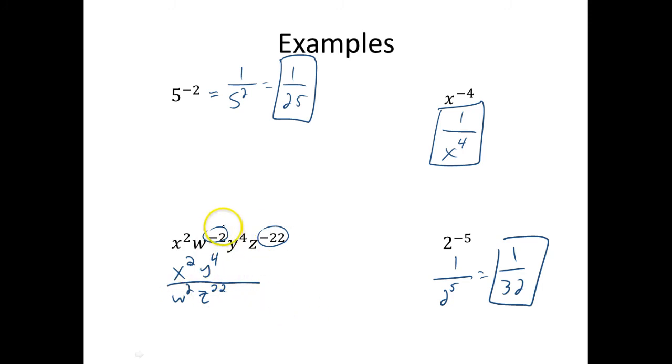Now, the big mistake I see people make here is they still keep it negative. They put it to the bottom, but they keep it negative. But the negative is what flips it. So it puts it to the bottom of the fraction, and we're done. That's all we have to do with it.